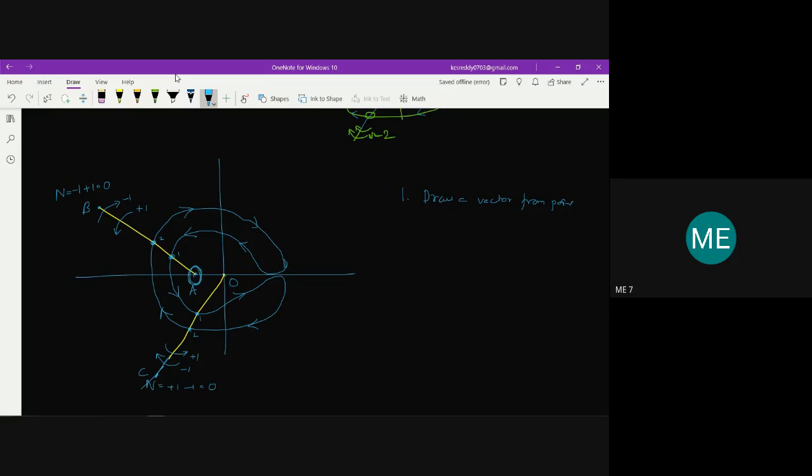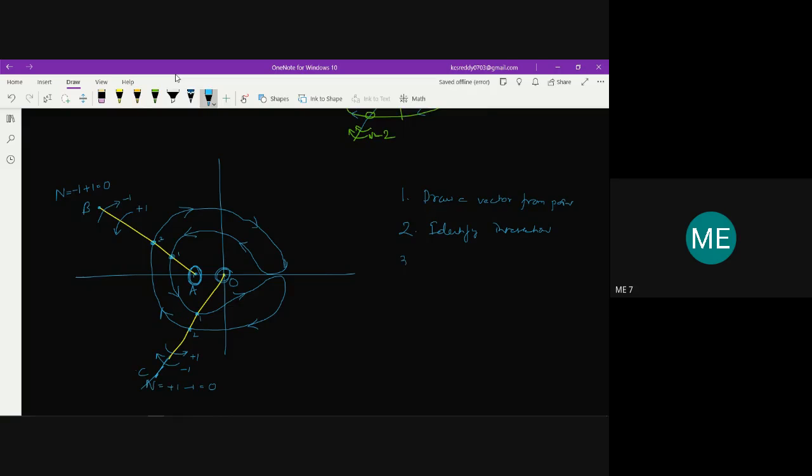So for this point I'm finding the encirclement, for this point I'm finding the encirclement. Next, second one, identify the number of intersections. That is what we have taken, 1 and 2. So identify intersections. This is the second step. Identify intersection of this vector with the closed path. That is the second step.